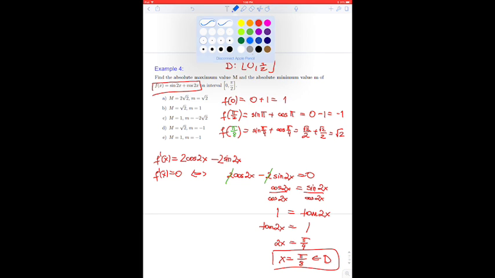And this looks like root 2 is the highest number and -1 is the lowest. -1 and root 2. And I don't see that answer. Actually, I do. That's my final answer.